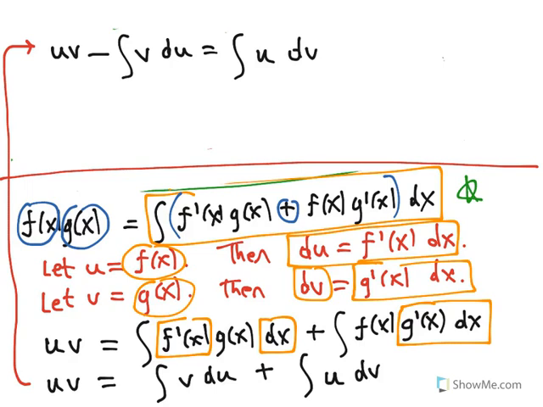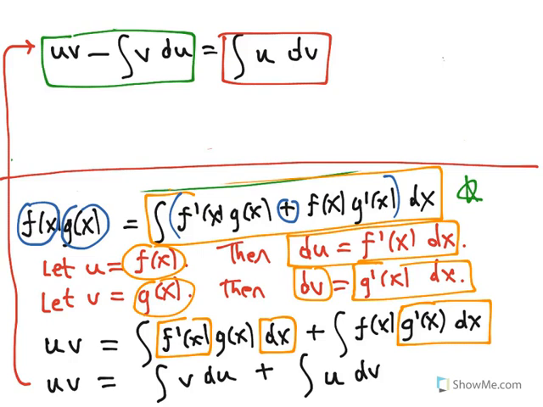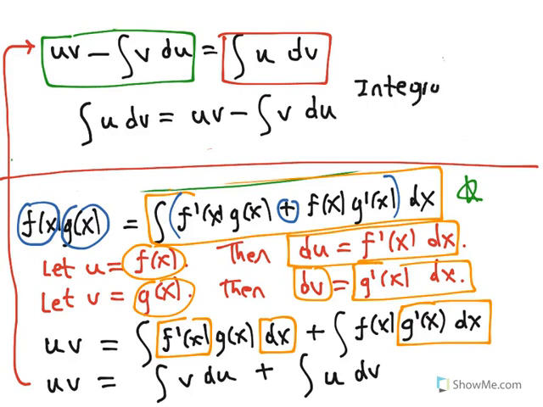And this is actually the integration by parts formula. It's just that this is written on the left side and this is written on the right side. So we're going to write the indefinite integral of u dv is equal to uv minus the indefinite integral of v du. And this is called the integration by parts theorem.